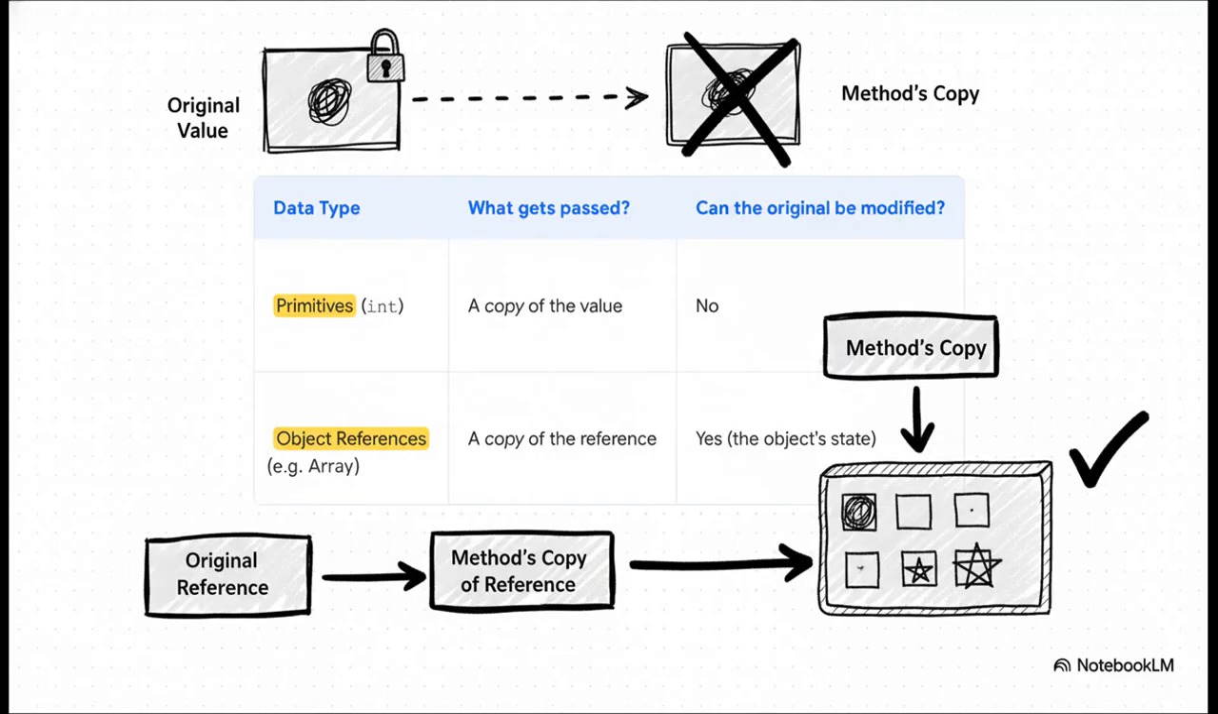This table really breaks it down. Let's look at the top row for simple things, primitives, like a number. What gets passed? A copy of the value itself. So, can the original be changed? Nope, not a chance. But now look at the bottom row for objects like an array.